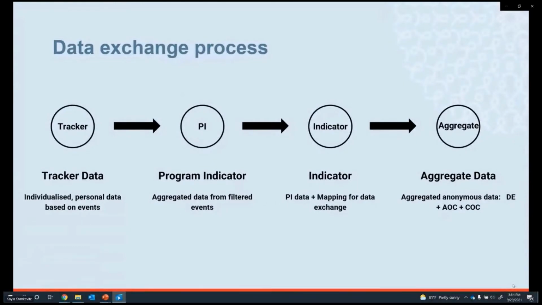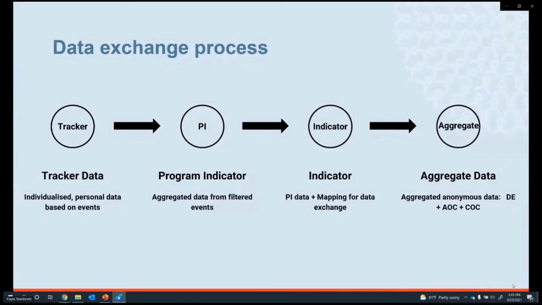It's a multiple steps process. The first step is to combine the tracker data into program indicators. The program indicators will reflect the structure of your reports. If you need to report 10 elements to your donors, you will have to create 10 program indicators.